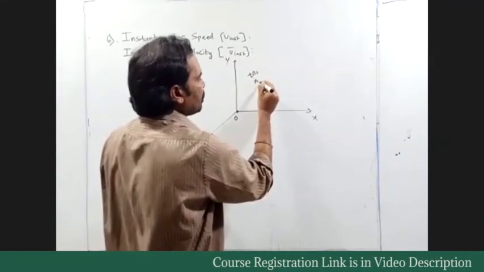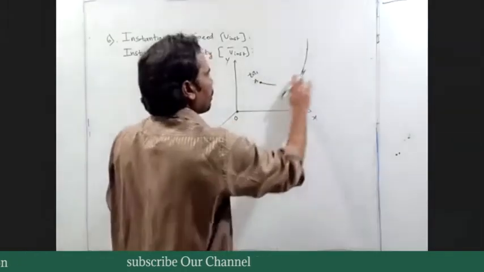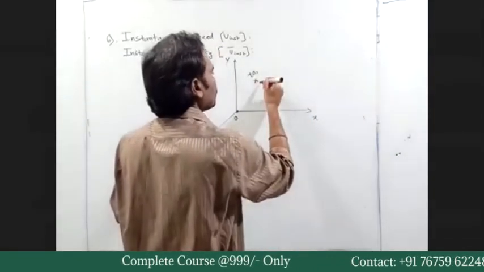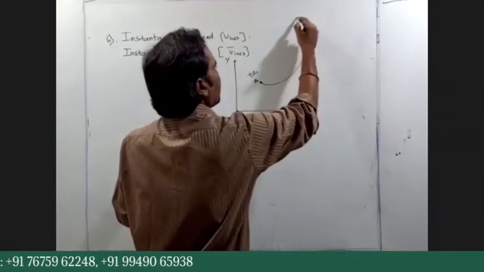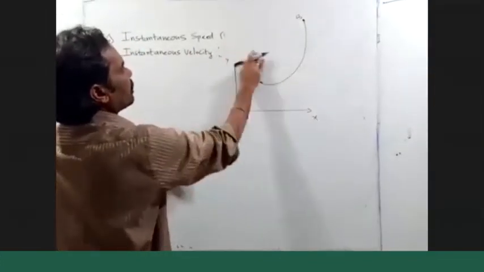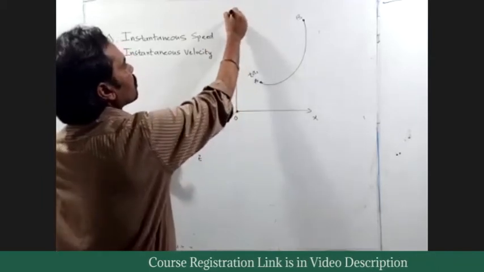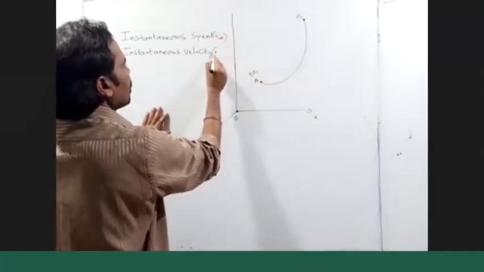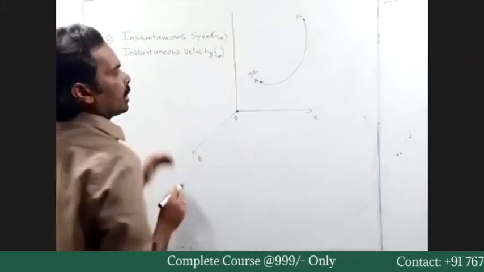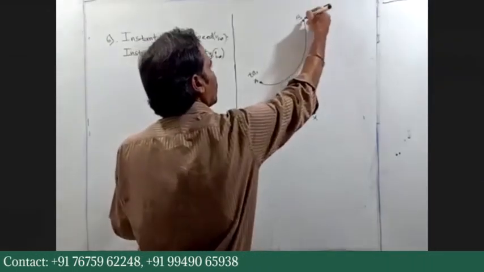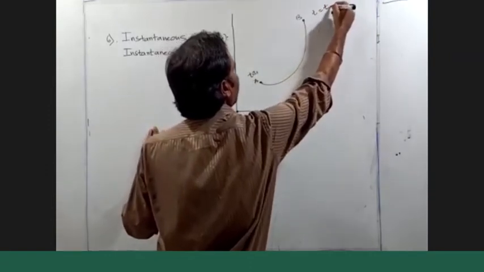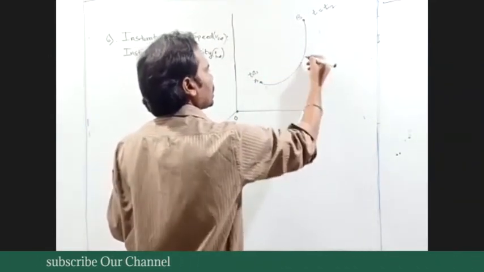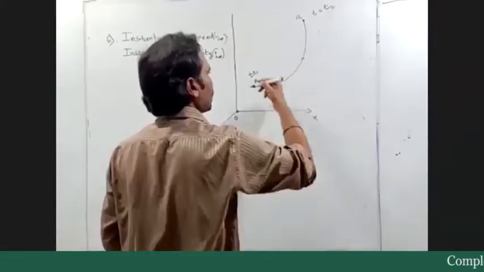Now from this point A, this particle is moving along a particular curve. It is moving along a particular curve like this, and it is going to another point B. This is the instantaneous speed, V instantaneous, this is V bar instantaneous, right? So now it is going to another point B. When it reaches the point B, at that moment the instant time is t equal to t2. So the particle is moving from point A to point B along this curved path.